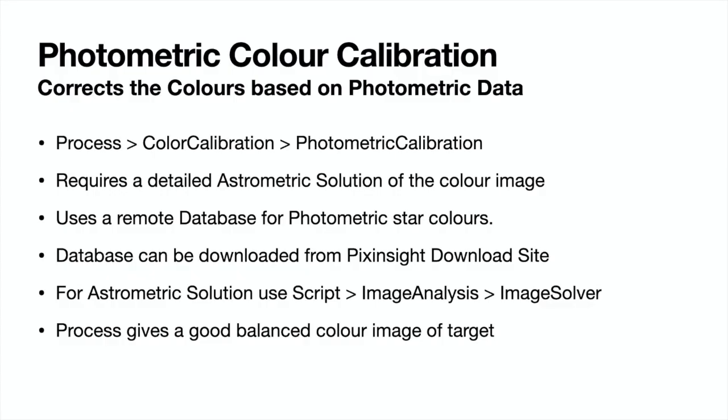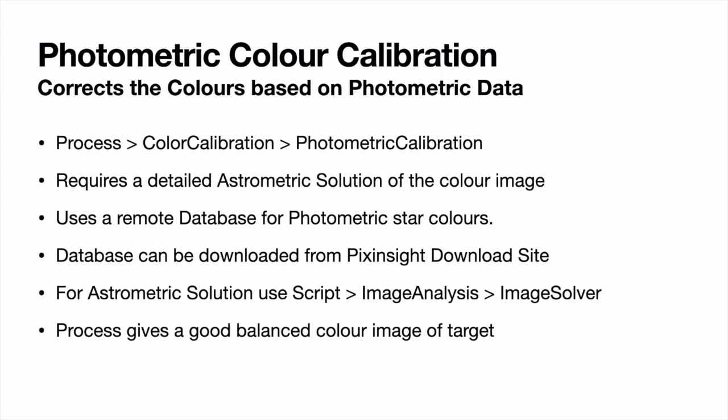We now move on to photometric colour calibration. This is not the latest, but it's quite a new tool, and it basically corrects the colours of the image based on photometric data that's been collected by the Gaia survey. The process can be found under Process, Colour Calibration, Photometric Calibration. As I said before, this requires a detailed astrometric solution which we carried out with the image solver script.